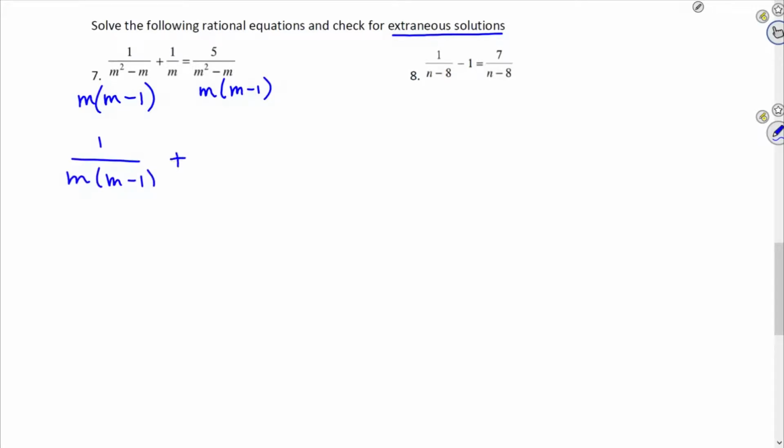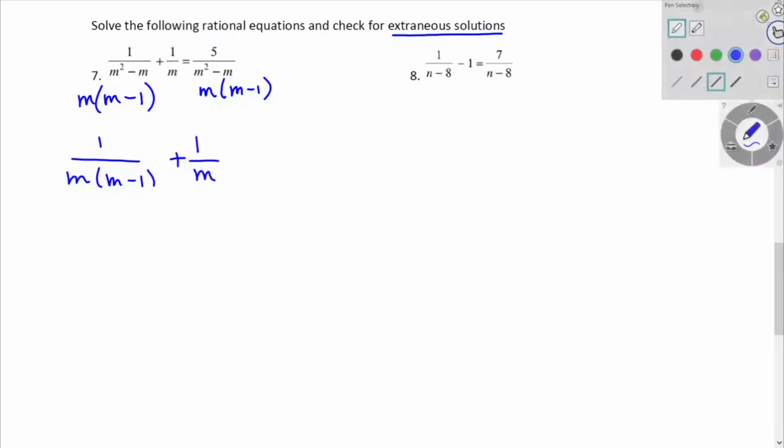This second term, though, 1 over m, is missing. Actually, I want to change colors just to make this really obvious. It's missing an m minus 1 on top and bottom. Equals 5 over m times m minus 1. Whoops, I missed my open parenthesis here. Okay, so now I have a common denominator of m times m minus 1.